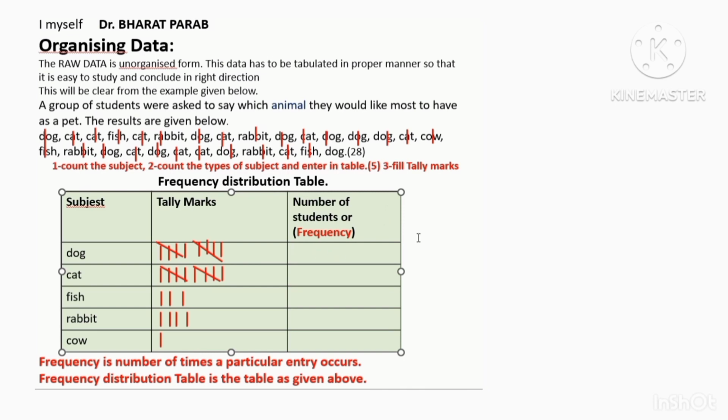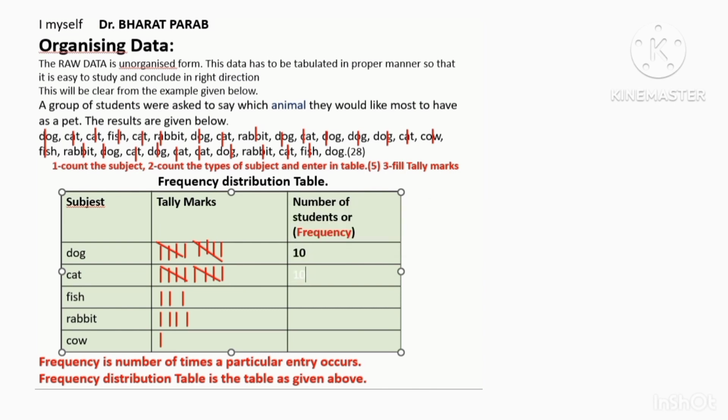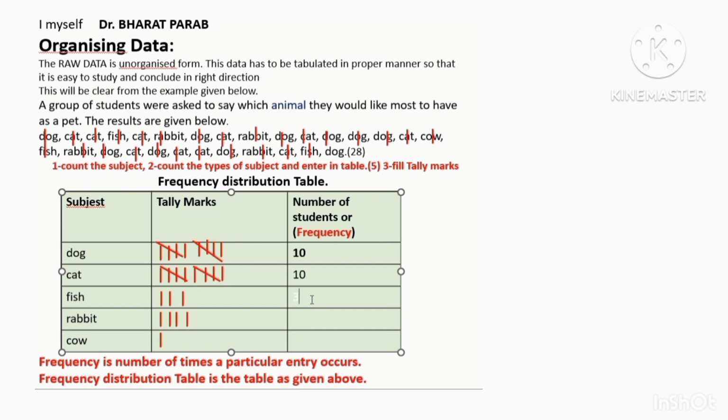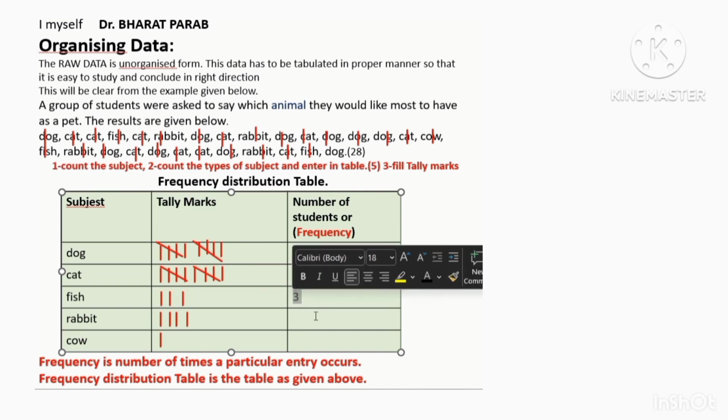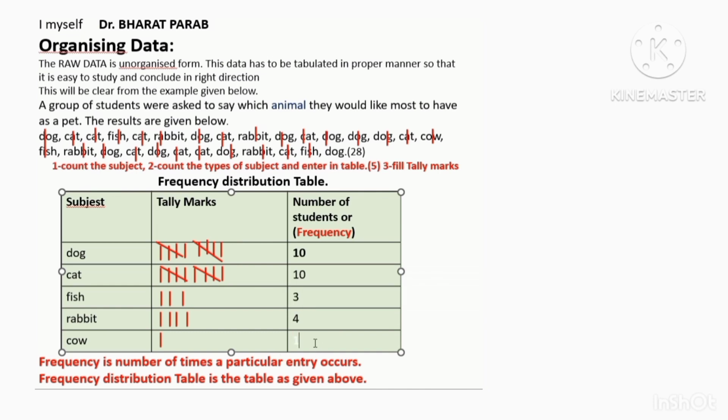Now count. These are 10. Now these are again 10. These are 3 fish, the rabbit 4, and cow 1. So 10 plus 10 plus 3 plus 4 plus 1 is 28. So that is correct.